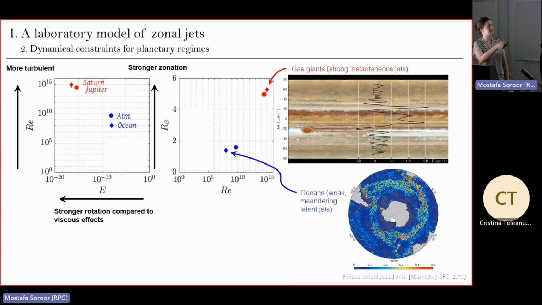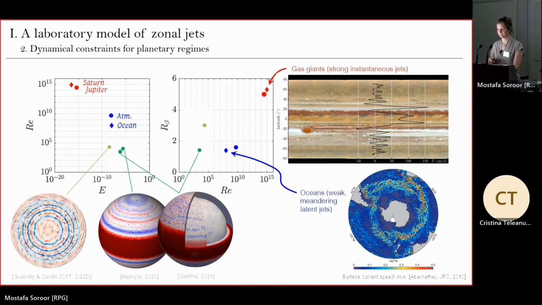They are instantaneous features, very intense. They contain about 90% of the kinetic energy of the flow at the cloud level. Whereas in the Earth ocean, the jets are weak, meandering, and they are kind of latent features. You need some time averaging to reveal them. They're not instantaneous features. So our goal is to reach and study this kind of gas giants regime.